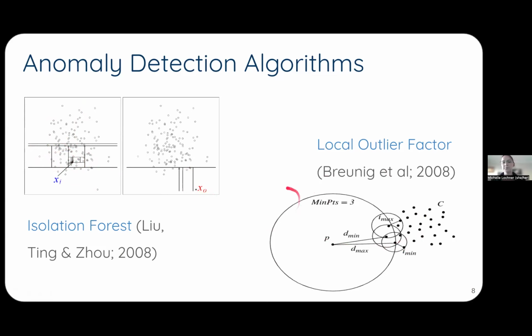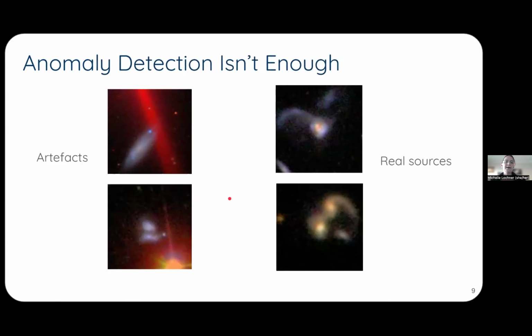Another competing algorithm is called local outlier factor, which essentially just looks for points in low density regions. But when I started working on this years ago with my collaborator, Bruce Bassett, we realized really quickly that the anomaly detection step isn't really the hard part, and anomaly detection alone isn't enough.